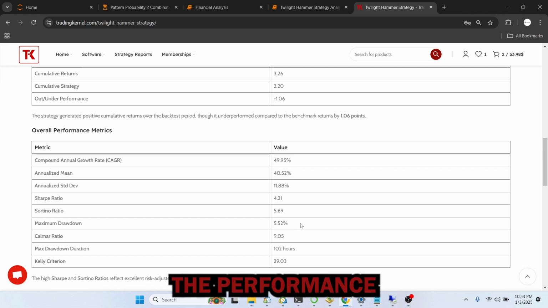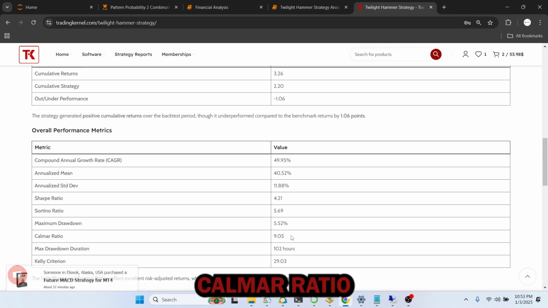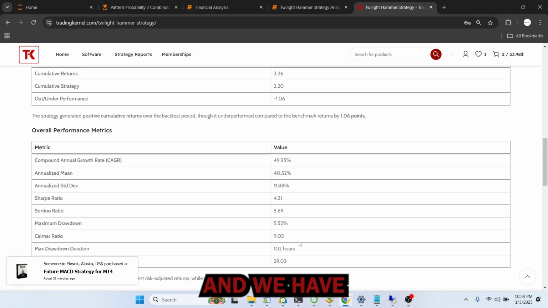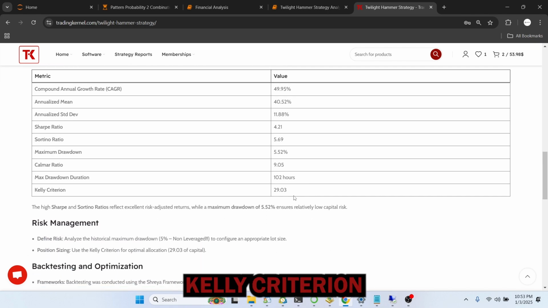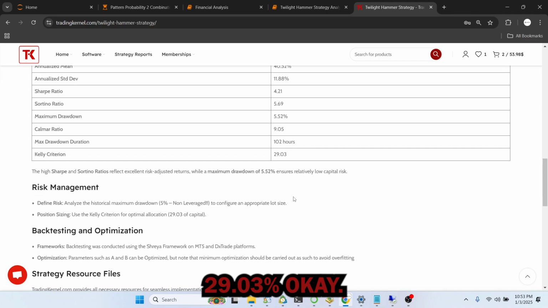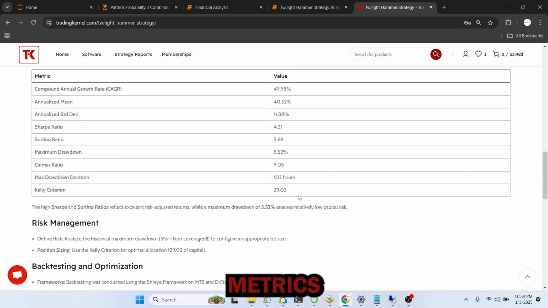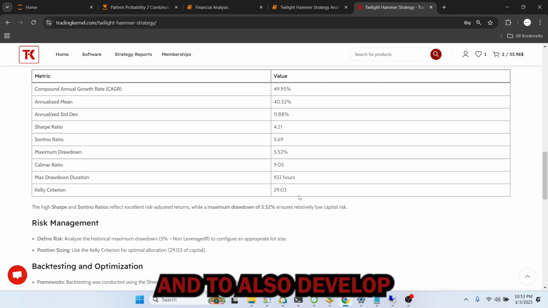So we have all the performance metrics here. We have the maximum drawdown to be 5.52%. We have the Calmar ratio to be 9.05, and we have the maximum drawdown duration to be a total of 102 hours. We also have the Kelly criterion to be around 29.03%. Okay, so for those of you who are going to trade with this strategy, you can use these performance metrics to configure your lot size and to also develop a trading strategy around this probability scenario.